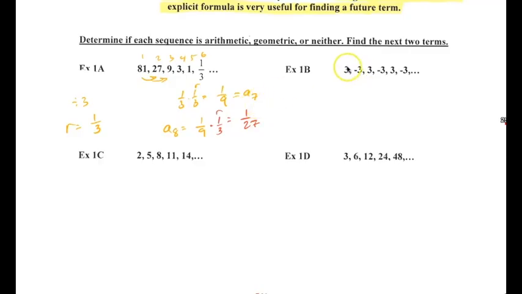This one, we're getting -3, 3, -3, 3. Our common ratio is -1. We're multiplying by -1 each time. Multiply by -1, multiply by -1. My next terms would be 3 and then -3. That's all that's going on: you're multiplying by -1 every single time. And it's a geometric sequence. So this is geometric.